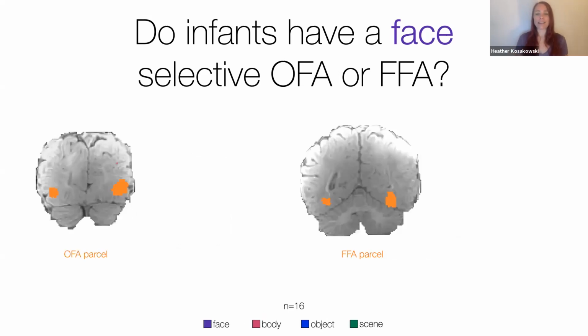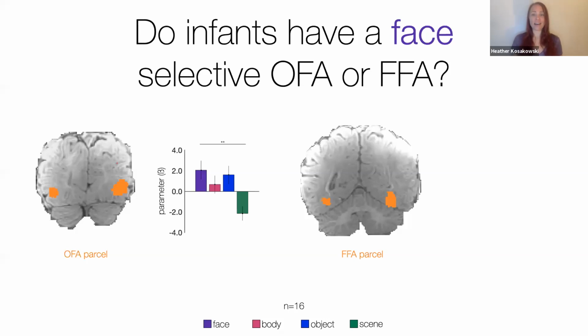For the ROI analysis, we used small group-constrained parcels generated from adults to localize specific regions. I've projected the OFA and FFA parcels here onto an infant brain. On the y-axis is the average response magnitude. Here is the OFA face response in purple. It is higher than the response to bodies in pink, objects in blue, and scenes in green. The only significant difference, though, is between faces and scenes. So, in infant OFA, we did not observe a face selective response.